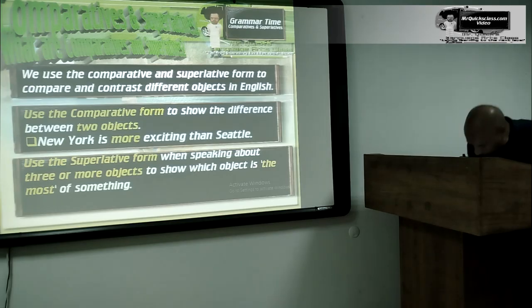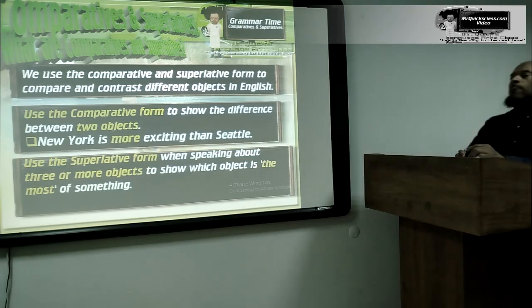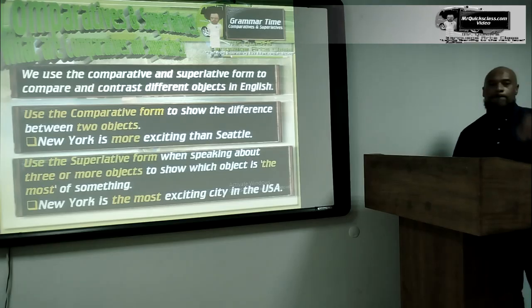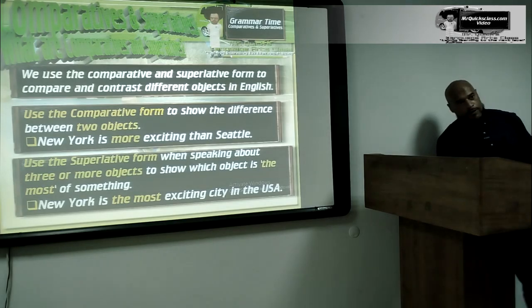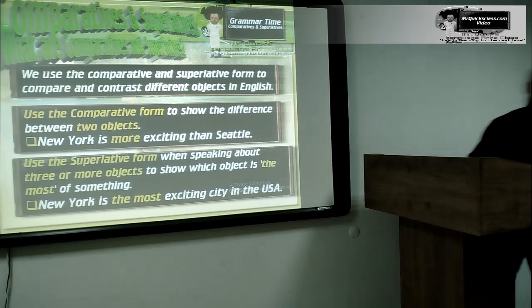We use the superlative form when speaking about three or more objects to show which object is the most of something. Now, New York is the most exciting city in the U.S. So now we compare New York to many other cities, although I do disagree with that claim.